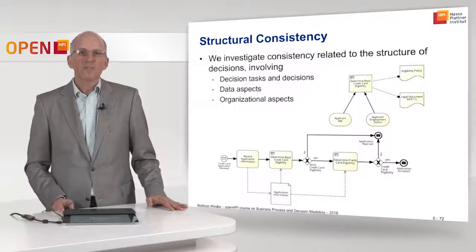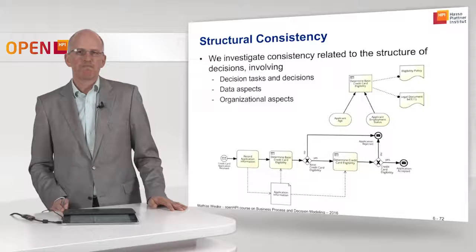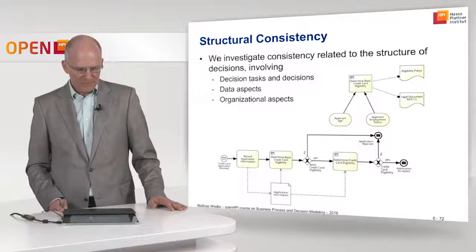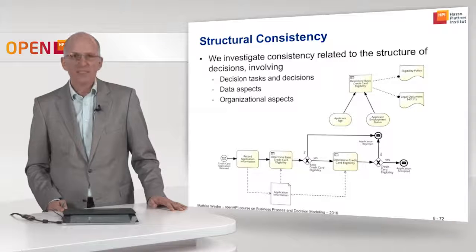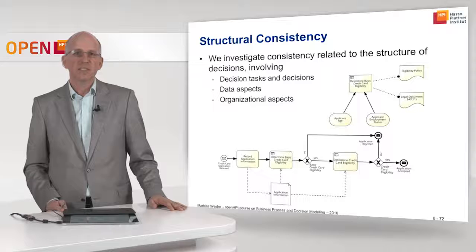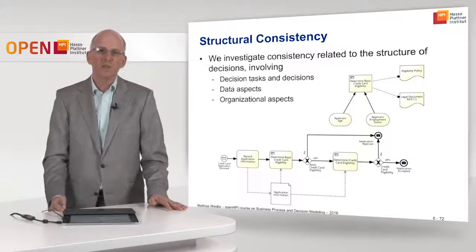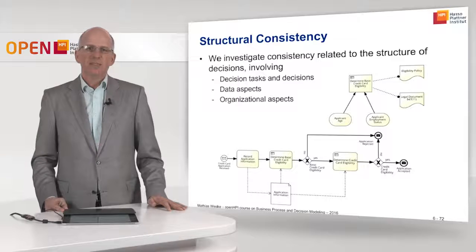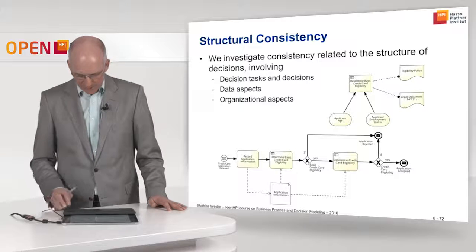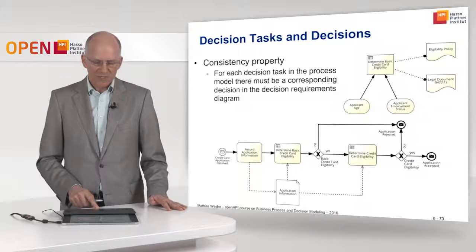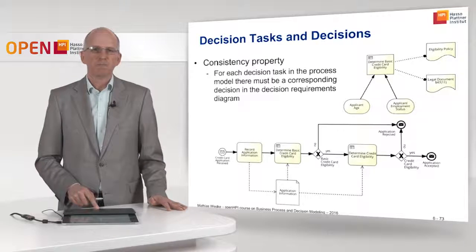So let's start with structural consistency. And the structural consistency involves different things. For instance, decision tasks and decisions, so decision tasks in process models, decisions in decision requirements diagrams. We also look at data aspects, and we also look at organizational aspects. So let's start with decision tasks and decisions.